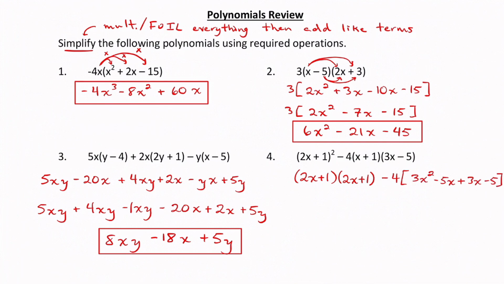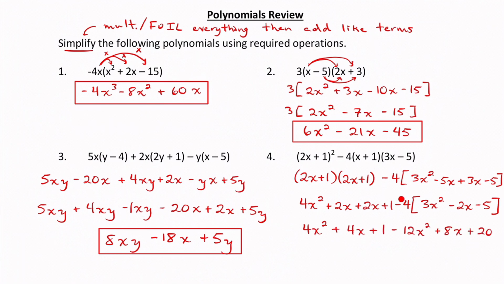Okay, so once we have that, now we can do the foiling in this one. So we're going to have 2x times 2x, 2x times 1, 1 times 2x, and 1 times 1. These two terms in the second bracket I'm just going to put together. Okay, so once we have that, now these two terms can go together, and I can multiply the 4 into each one of these terms.